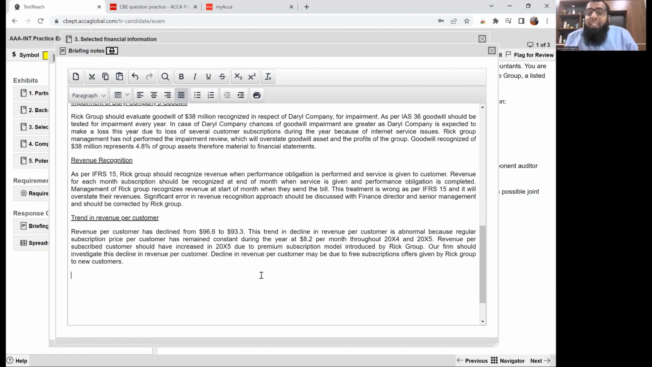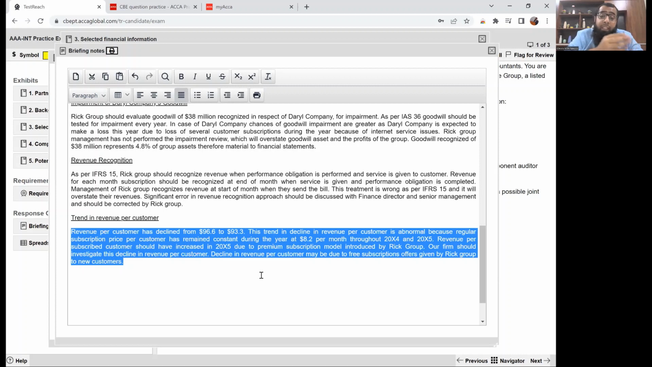Because many students ask me, sir, how did you identify the data? We were not able to find this thing. That's why I'm writing the answer like this. I'm thinking like a student. Okay, this is the point. I can pick this data. I can pick this data. Okay. So revenue per customer has declined from $96.6 to $93.3.